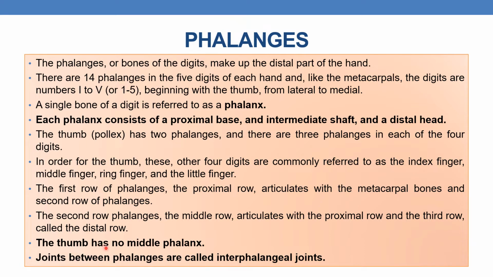Because thumb has only 2 phalanges, whereas the rest of the 4 fingers have 3 phalanges each. So they all have a middle phalanx, whereas thumb does not have a middle phalanx. And the joints between the phalanges are called interphalangeal joints.